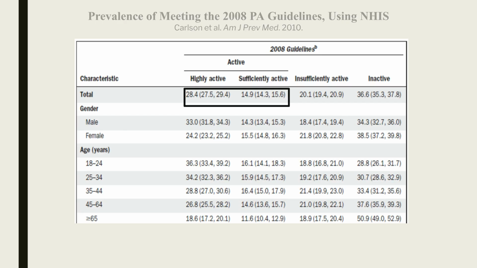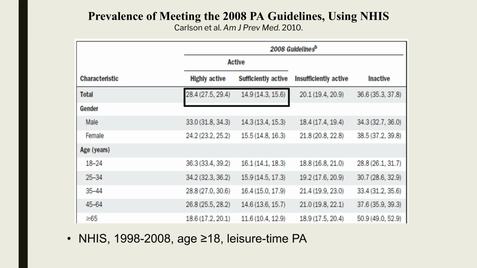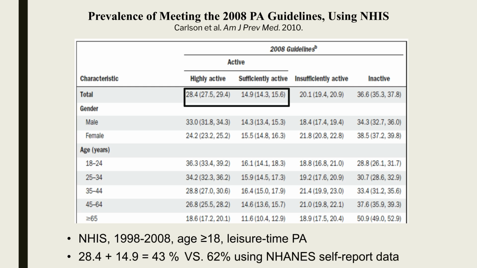level changes. The National Health Interview Survey assessed aerobic activity using self-reported leisure time physical activity. Adults who achieved at least 150 minutes per week of moderate intensity activity were classified as sufficiently active, while those exceeding 300 minutes per week were classified as highly active. Both groups meet the aerobic physical activity guidelines. When combined, about 43% of the population met the guideline.